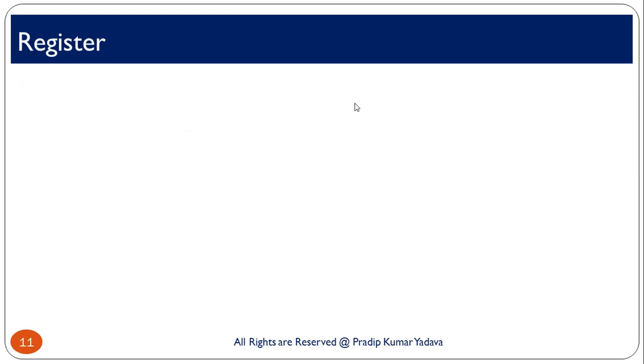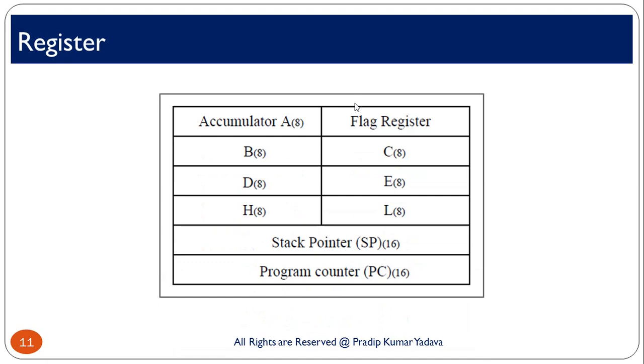Here you can see the registers. There are mainly 8 registers used in the microprocessor to store data. One is the accumulator, the flag register, and B, C, D, H, L. I am just giving an overview on this; in my theory classes, you can learn more about these registers. Here you can see the 8 in brackets, meaning this register is going to store only 8-bit data.